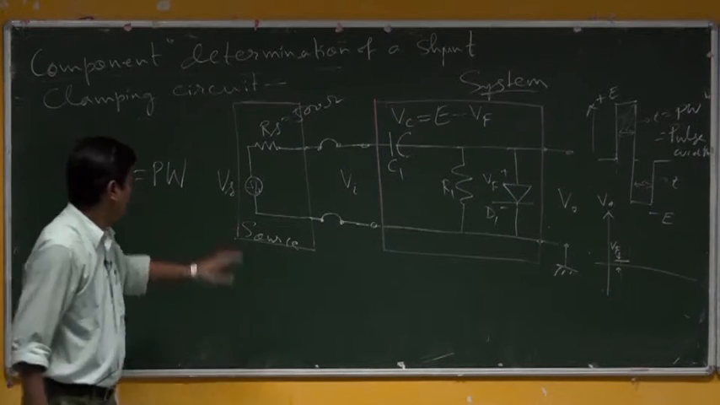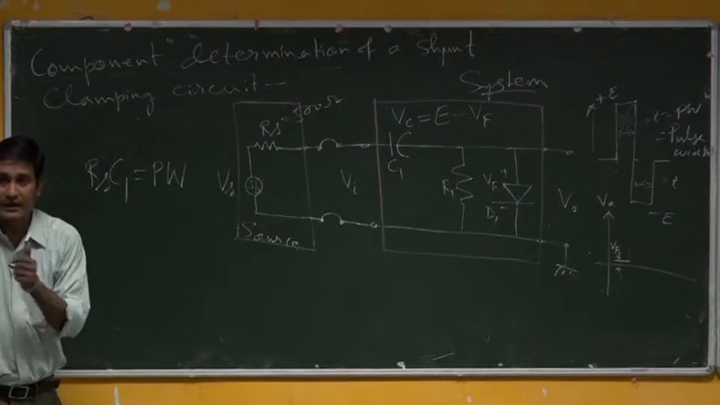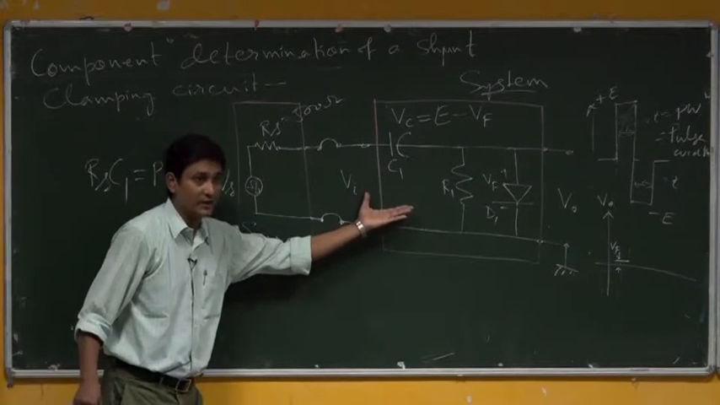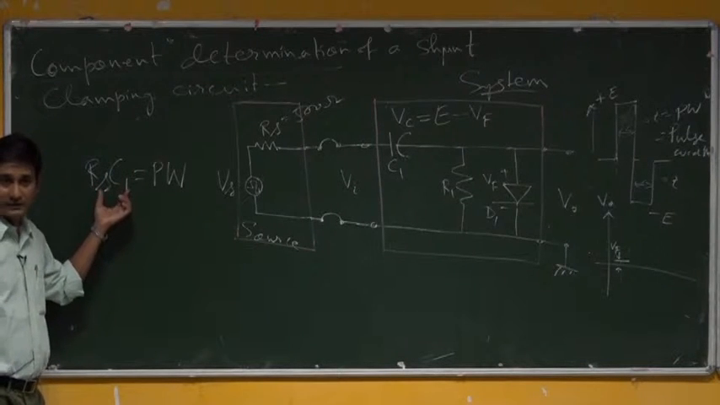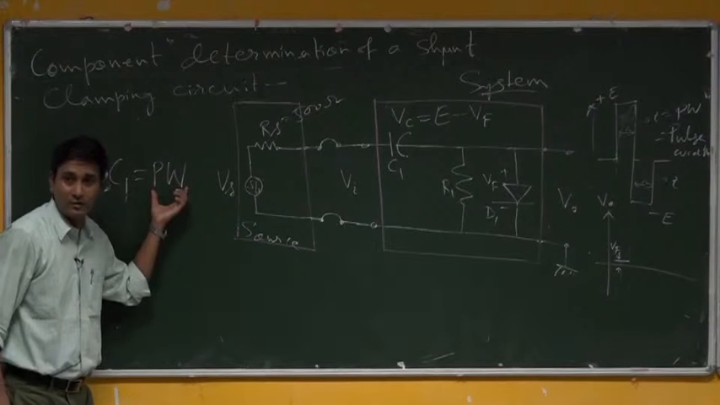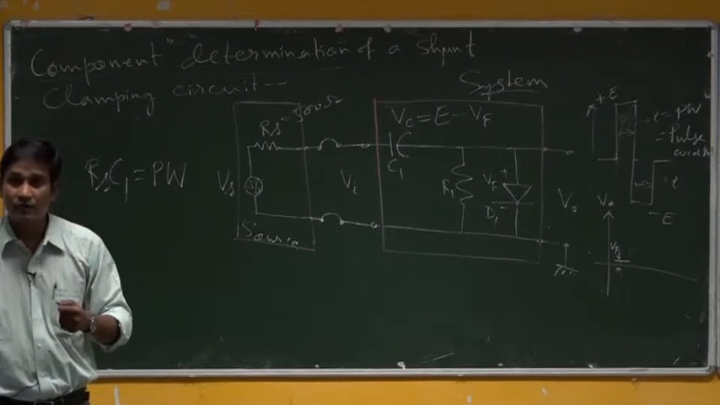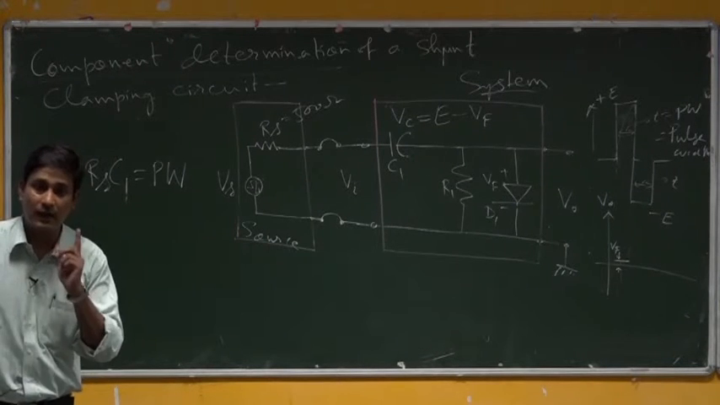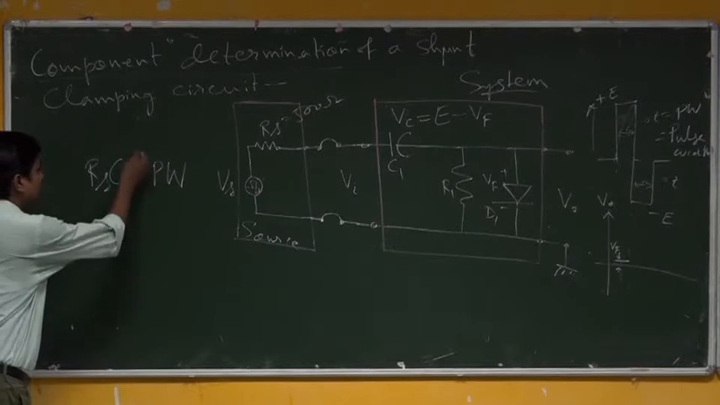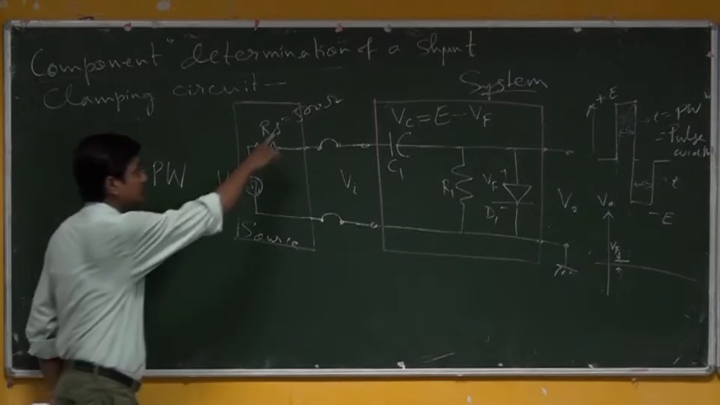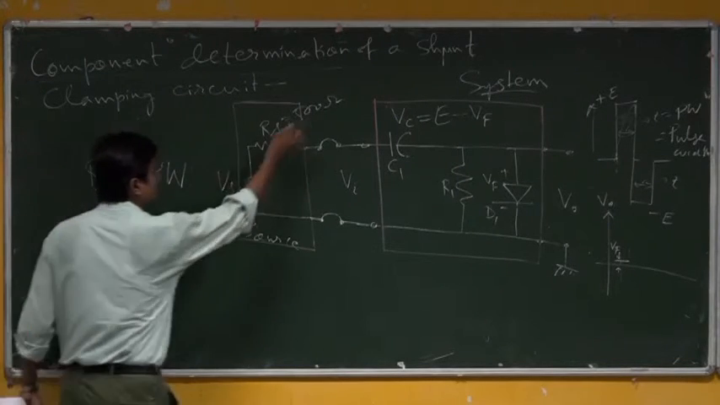Okay. So if this is the specification, I will design one circuitry so that Rs times C1 is at least equal to the pulse width. If the pulse width or the frequency of the signal is given to you, you will be able to decide C1 if Rs is given, say it is 500 ohm.